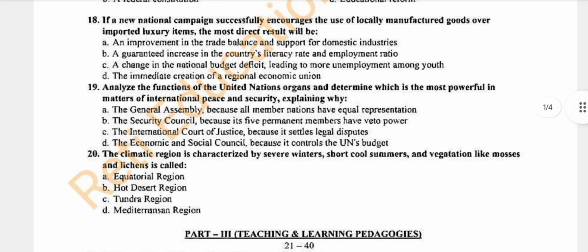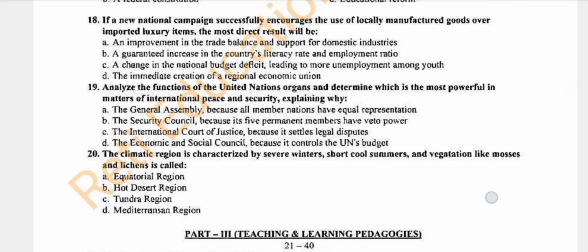Question number 19. Analyze the functions of the United Nations organs and determine which is the most powerful in the matters of international peace and security, explaining why. And the correct option is B, the Security Council, because its 5 permanent members have veto powers.